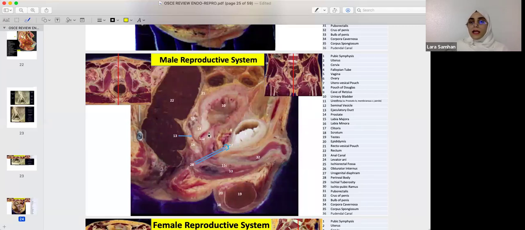Okay, what else is important? So we can see in here, number 12 is basically the ejaculatory ducts, okay? And that's mainly it in this picture. So, just not to miss anything.